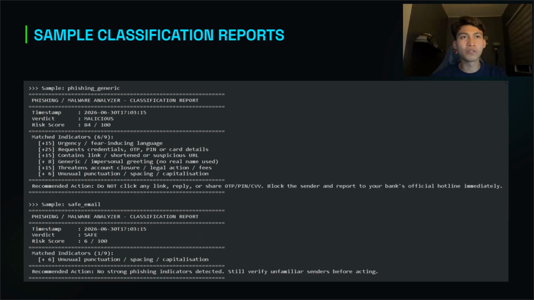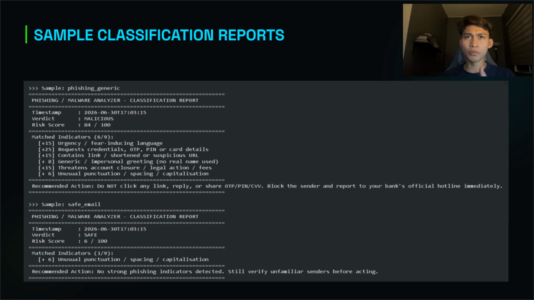So this is the sample phishing generic. There's a timestamp, and the verdict is malicious because the risk score is over 45, which is 84 over 100. It matches everything: urgency, language, request, contains link, generic, threatened account closure, unusual punctuations. So the recommended actions: do not click any link or reply or share OTP, PIN, CVV. Block the sender and report to your bank.